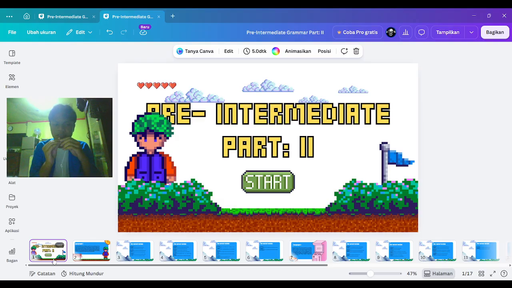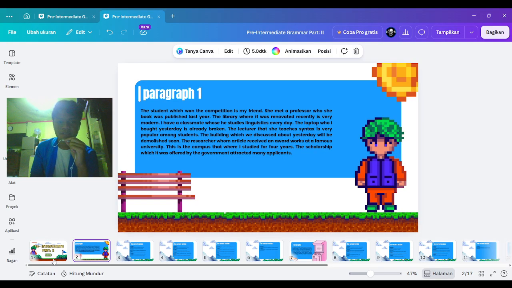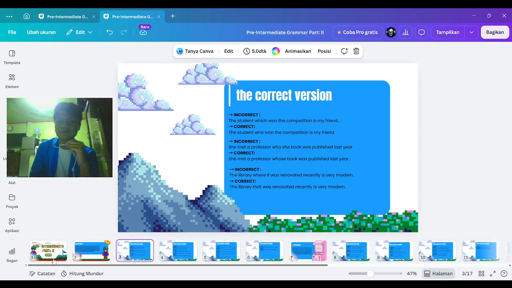Grammatical error correction. So the first paragraph here, okay? As you can see, there's something wrong with the sentence, okay? So my job here is to find the correct version of this sentence. Moving on. So here's the correct version. The first one is, the student which won the competition is my friend. That is very wrong. The correct one is, the student who won the competition is my friend.